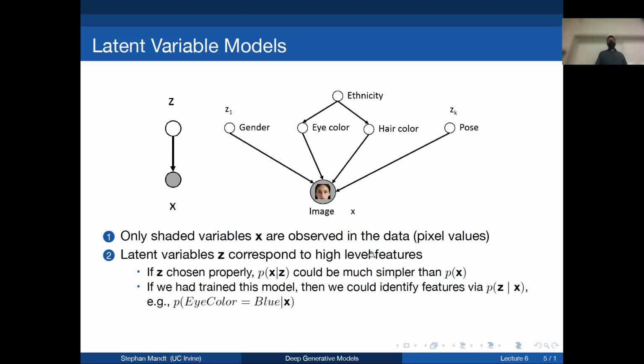Yeah, and if we had trained this model before, we could then actually identify the features in the image by looking at these posterior distributions, P of Z given X, right? So those would then essentially serve as, if you will, detectors of the image, right? By sort of flipping the probability from X given Z to Z given X, you're now able to infer these latent variables from the image. For example, you could detect the eye color, the gender, and so on, right? So you would kind of automatically get these distributions.